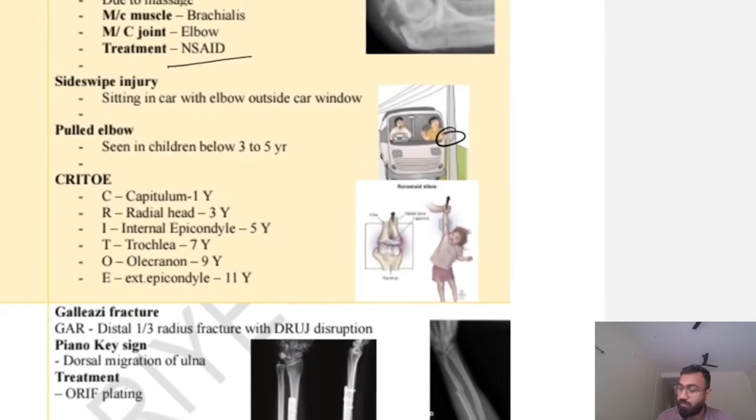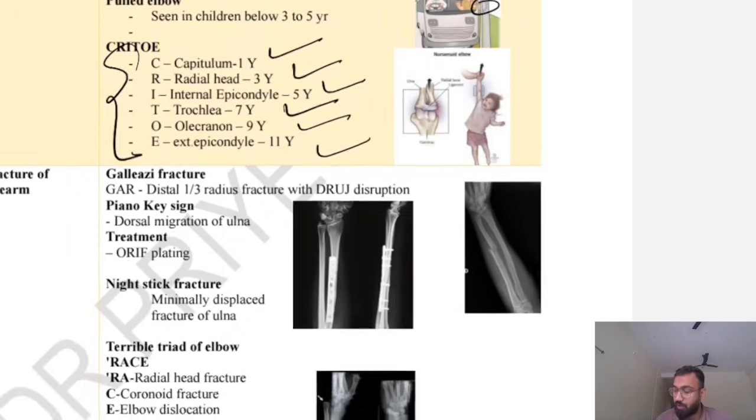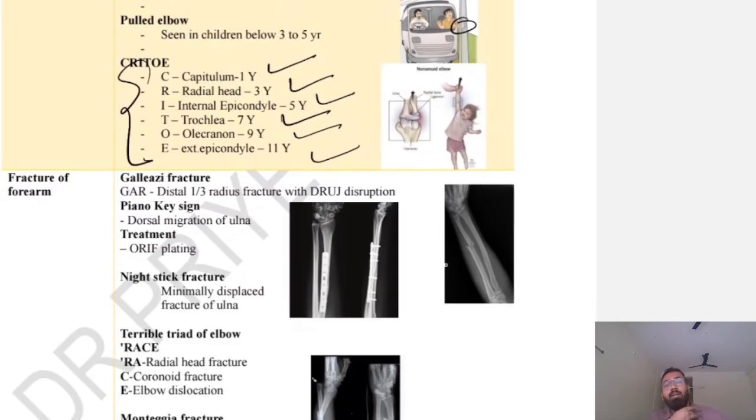Okay. Now the age of ossification is CRITOE. Capitulum is 1 year, then radial head, then medial epicondyle, then trochlea, olecranon, then lateral epicondyle. Okay. So we have learned about the clavicle, then shoulder joint, the fracture of arm, then fracture around the elbow.